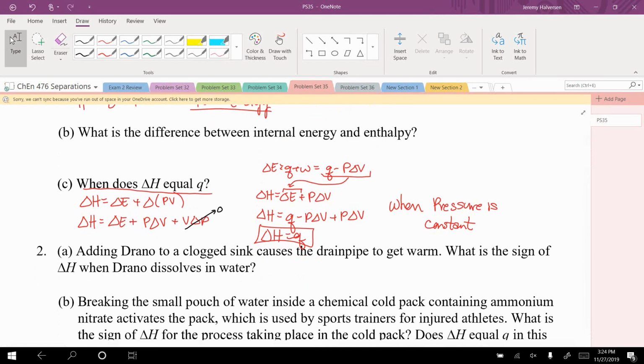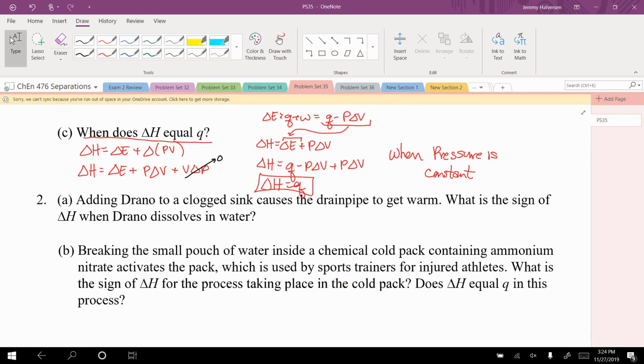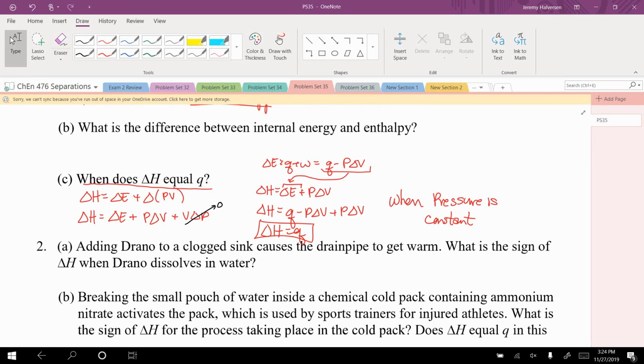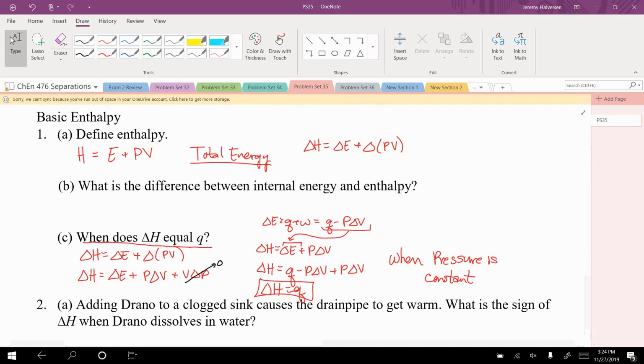All right, so let's keep going. Let me actually talk about this a little bit more. Delta H being equal to Q. What does that mean? We said that enthalpy refers to the total energy of a system. So change in enthalpy will refer to the total change in energy of a system.